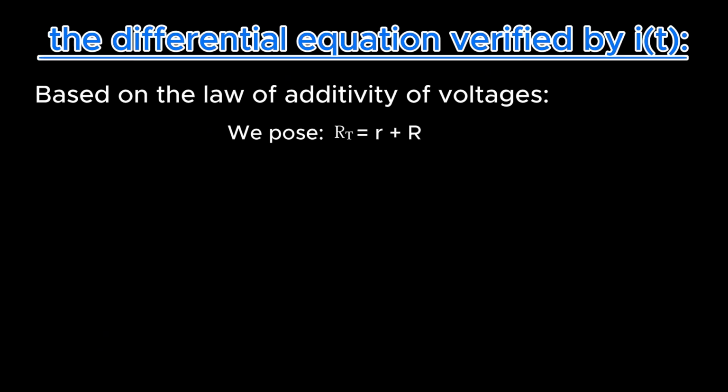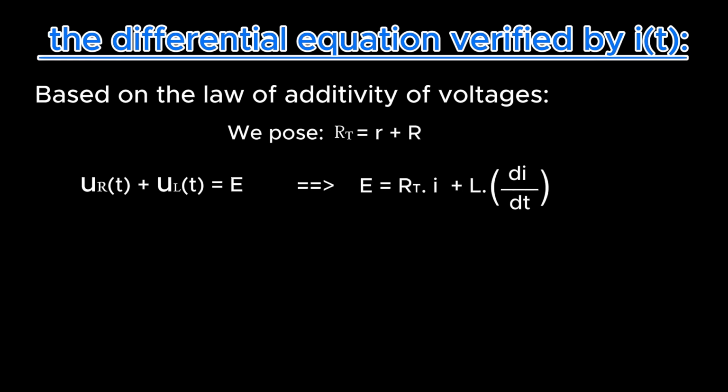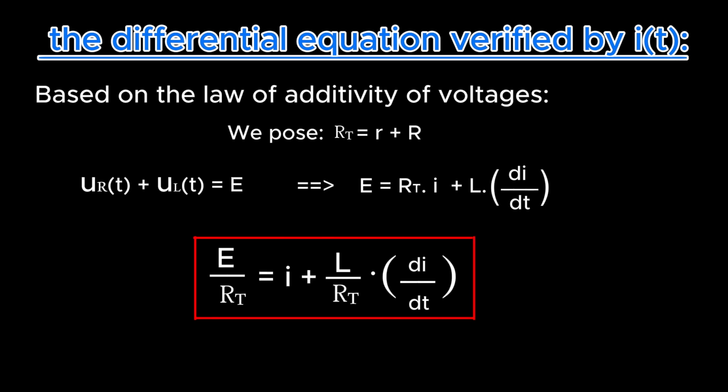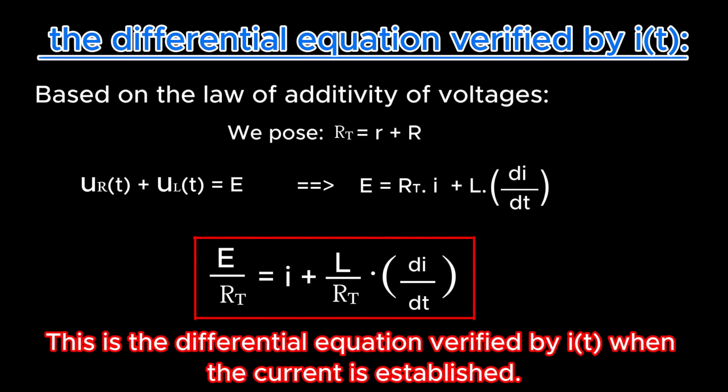By applying the law of additivity of voltages, we have UR plus UL equals E, and replacing UR and UL as a function of i gives E equals R total times i plus L di over dt. Divide by R total and you get E over RT equals i plus L over RT times di over dt. This is the differential equation verified by i(t) when the current is established.